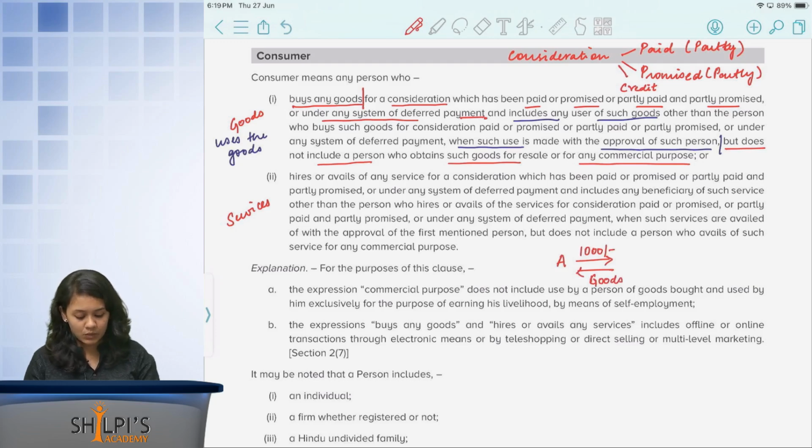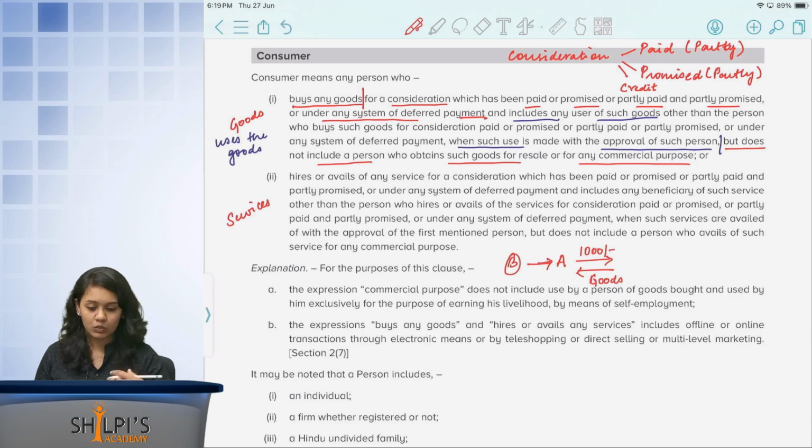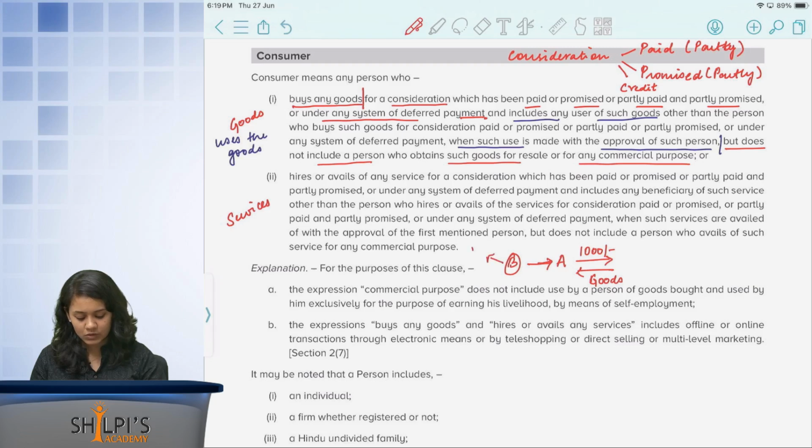Okay, now A is walking home and then B assaults A, and then he's like, you give me whatever is in your pockets. So what does A do? A hands over the goods to him. Basically B is stealing these goods from A. Now B consumes these goods and then he falls sick.